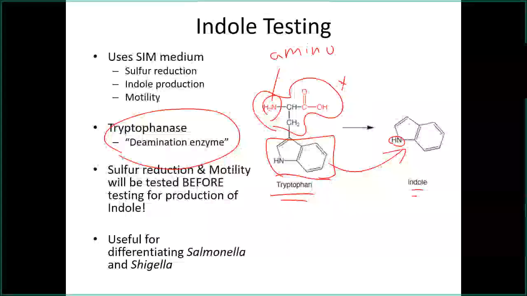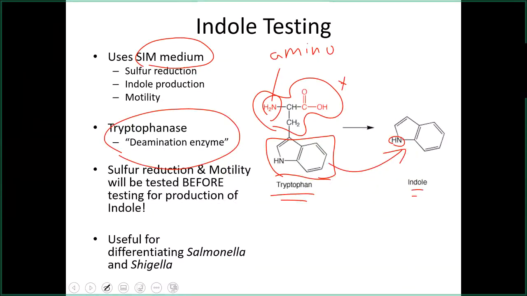So we have a way to test for the presence of that stuff. We add a reagent to a tube containing organisms growing in SIM agar. We're using the SIM medium, which is an agar. We use a reagent known as Kovacs.